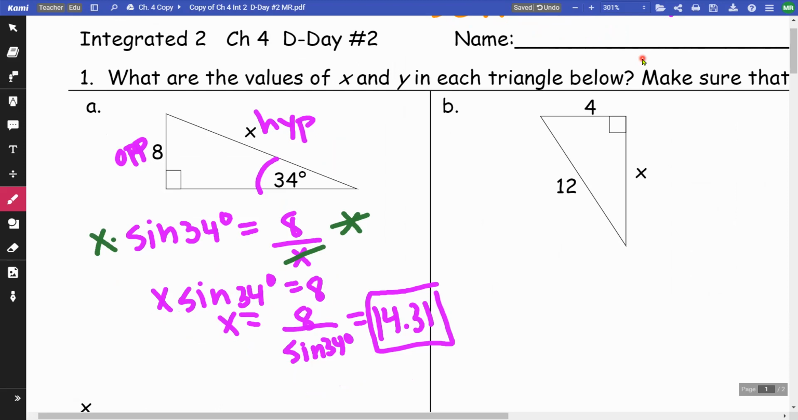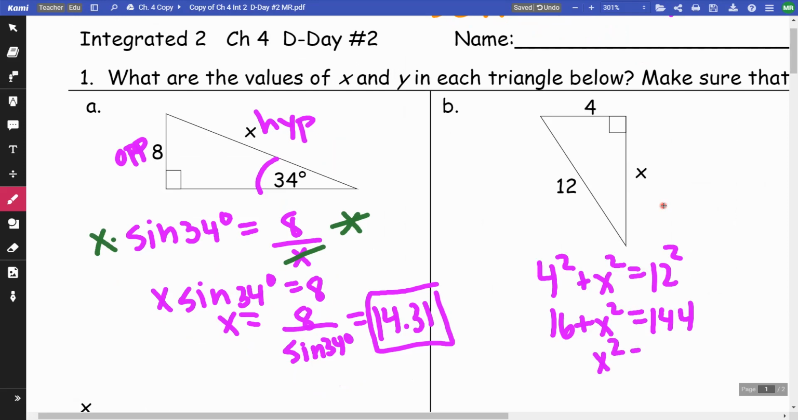Now on letter B, this one is Pythagorean theorem. So I am going to do 4 squared plus x squared equals 12 squared. So I get 16 plus x squared equals 144. So I am going to subtract 144 minus 16, and I get 128. So when I take the square root of that, I get the square root of 128.